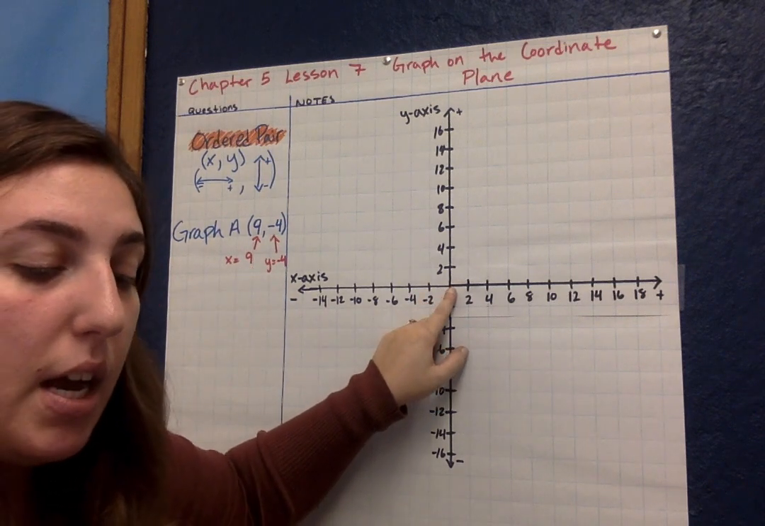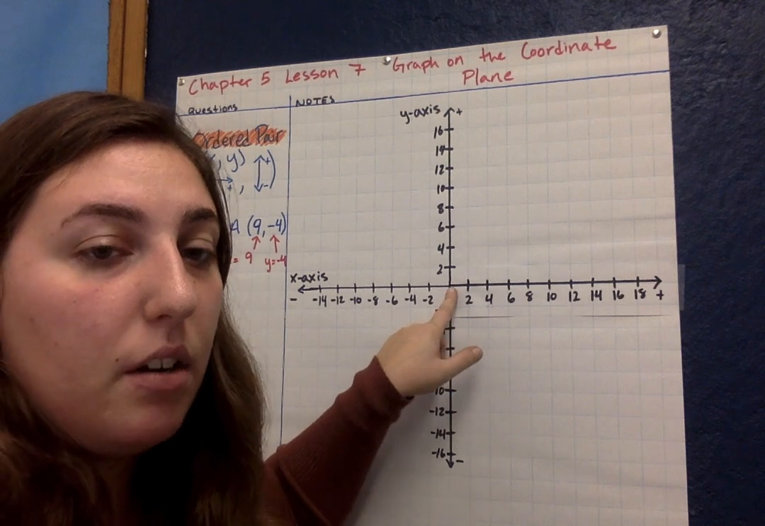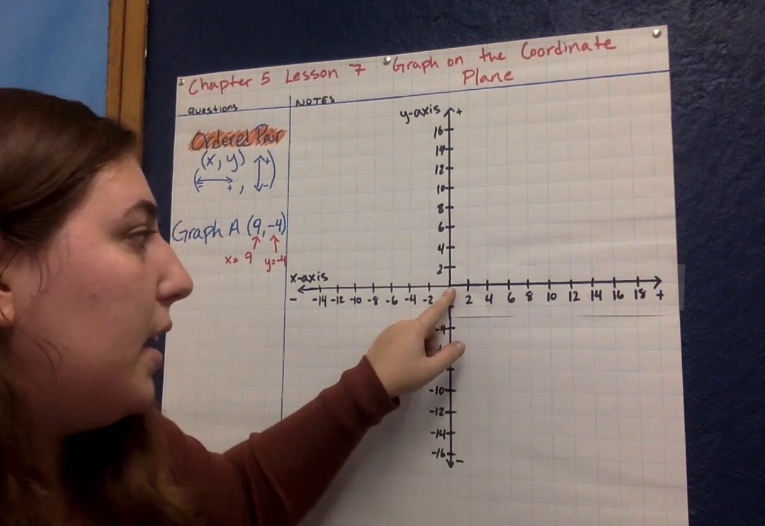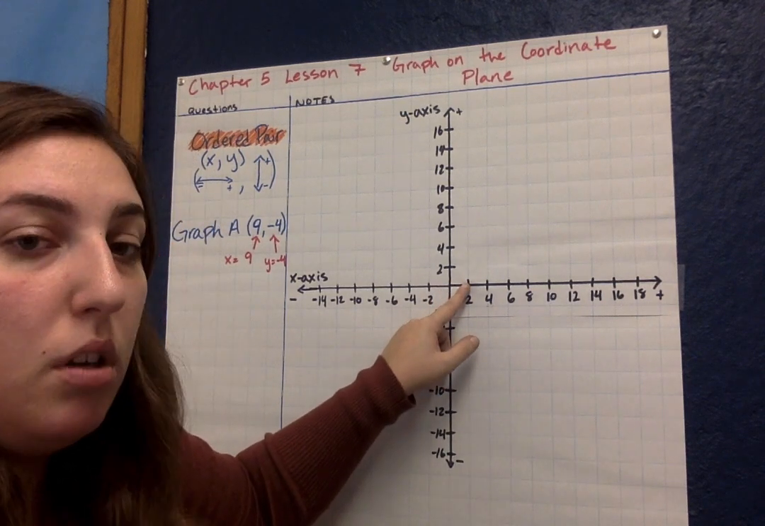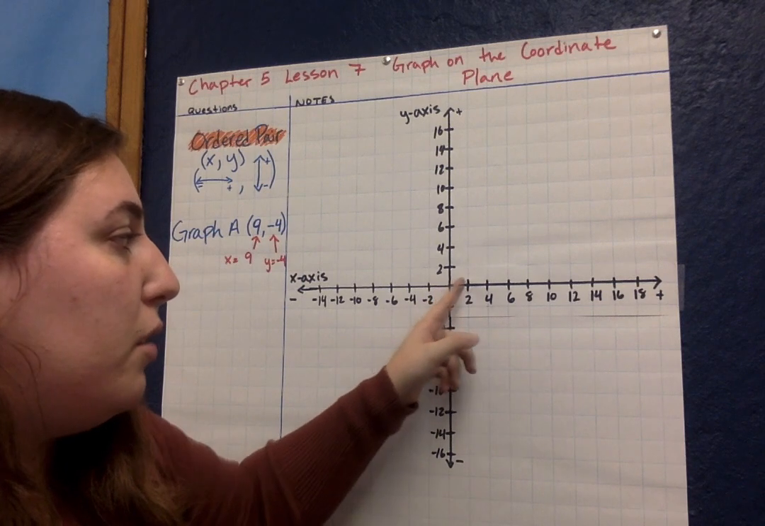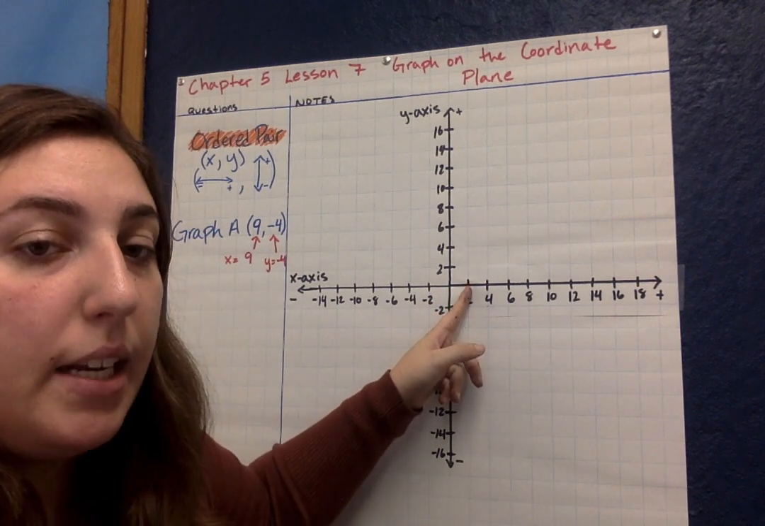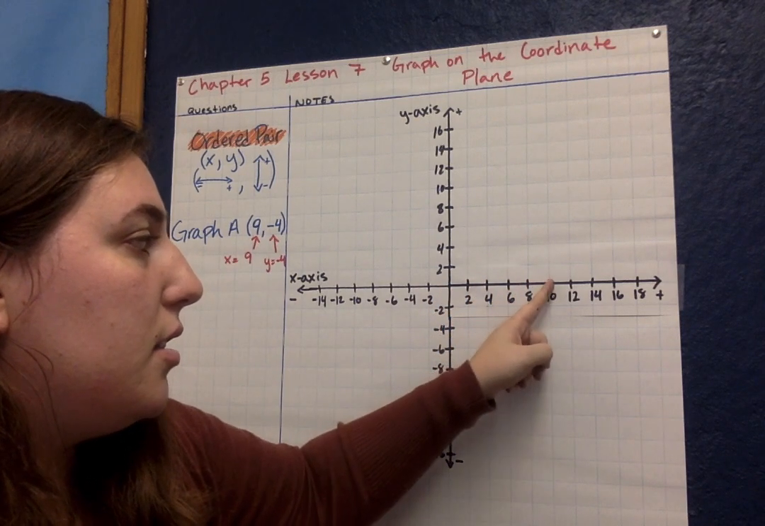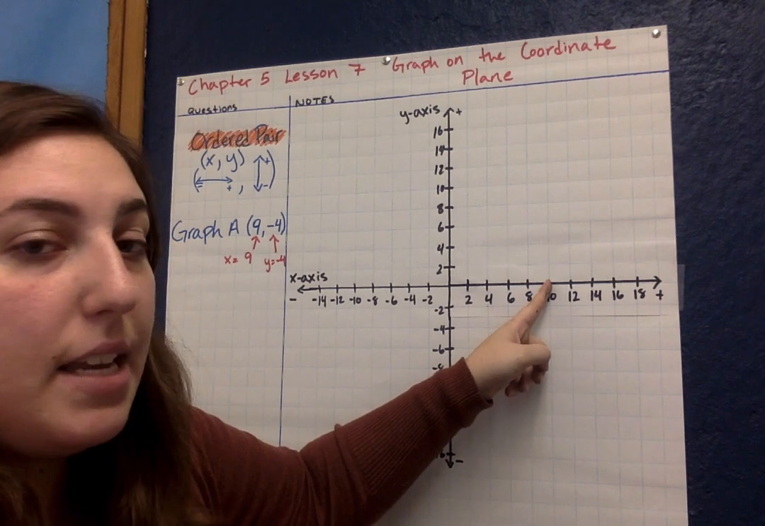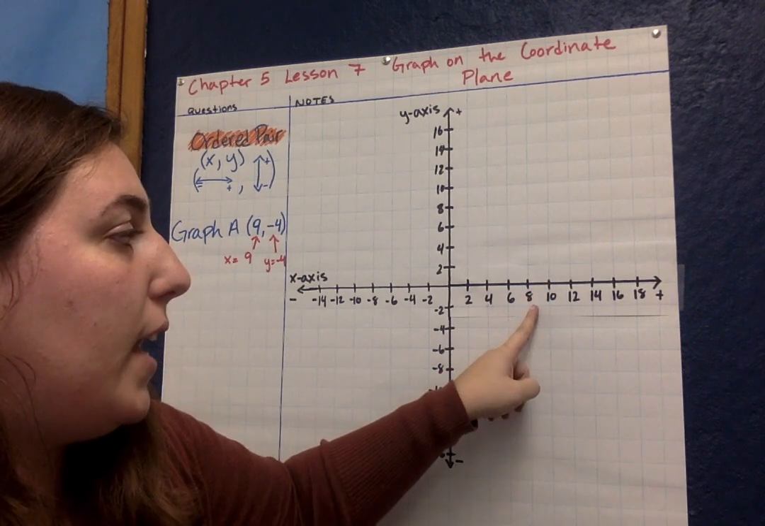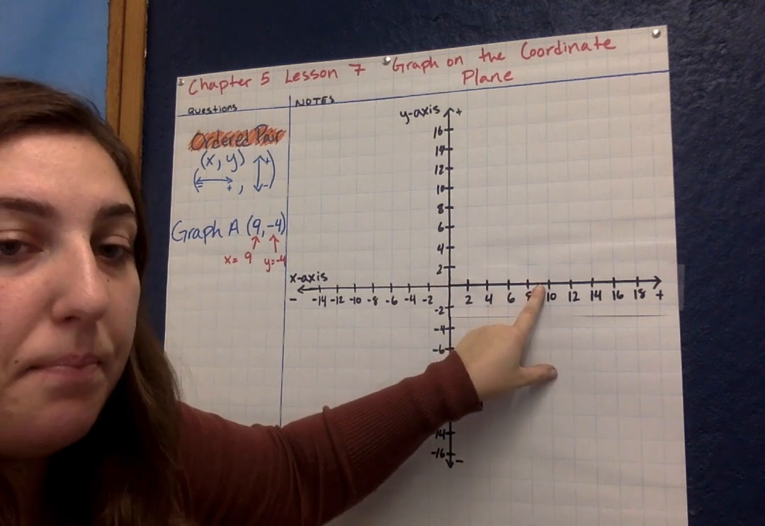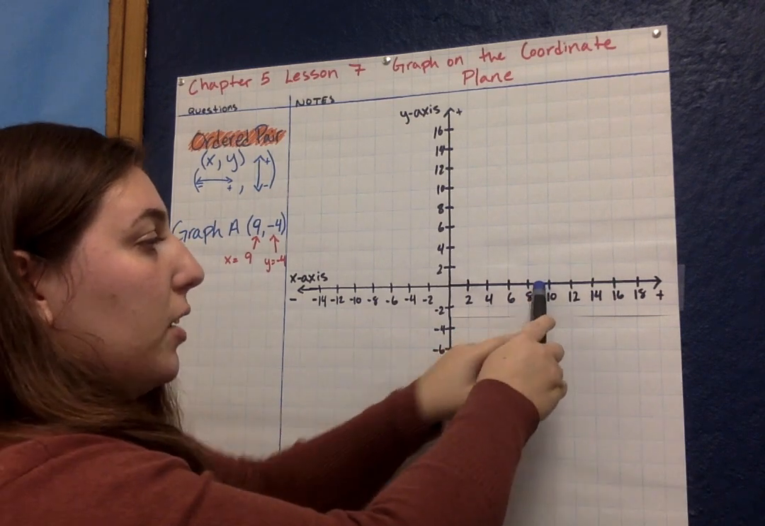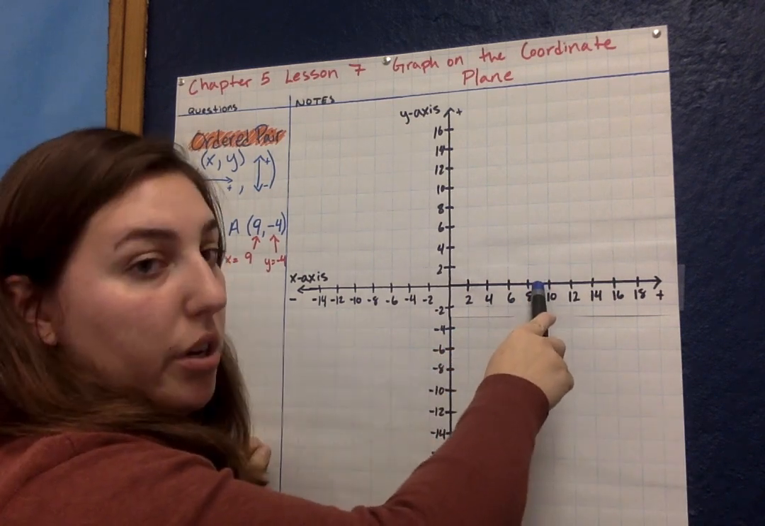And 9 units is different than saying 9 squares, okay, because each of these tick marks are 2, so that means if I'm counting from 0 to 2, that's 2 units. And I need to get to 9. So from 0, I'm going to count 2, 4, 6, 8, 10. And 10 is too many, so I'm going to go right in the middle of 8 and 10. That's where 9 would be. Okay, so I know 9 is going to be right here.